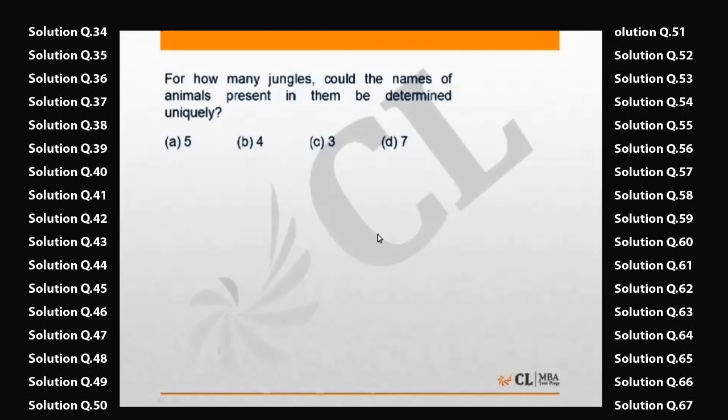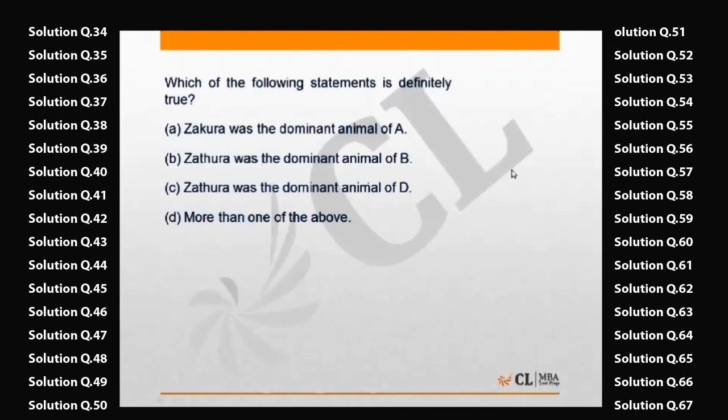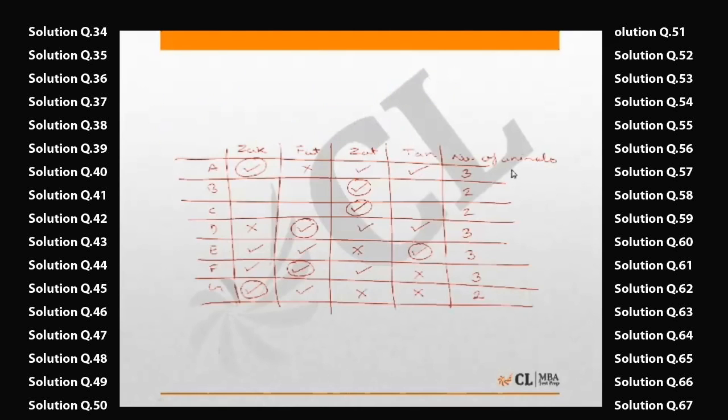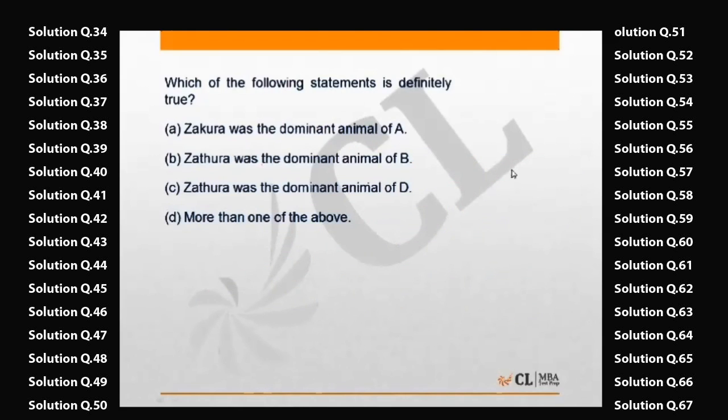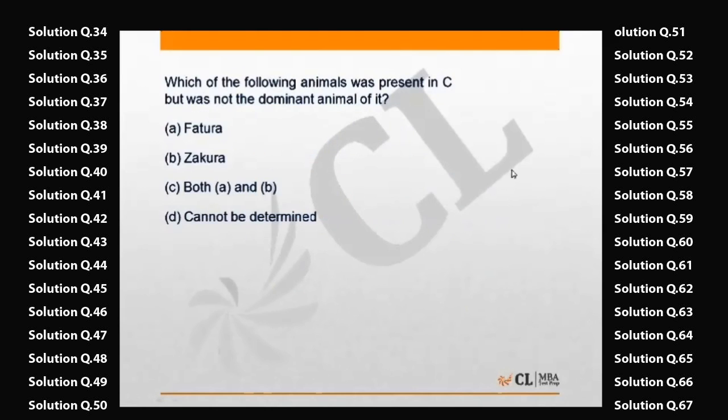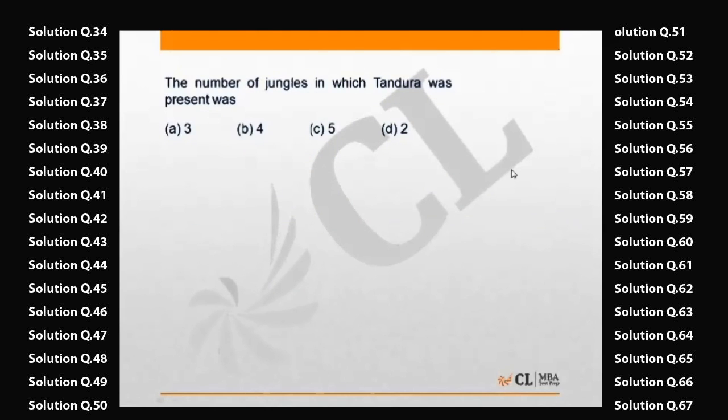Next, for how many jungles could the names of the animals present in them be determined uniquely? We know that we have all the animals for jungle A, jungle D, E, F and G. As of now, from the given information, we cannot determine which two animals were present in jungle B and C. That means one animal in each. So we can determine the names of animals in exactly 5 jungles, which are A, D, E, F and G. So the correct answer is option C.